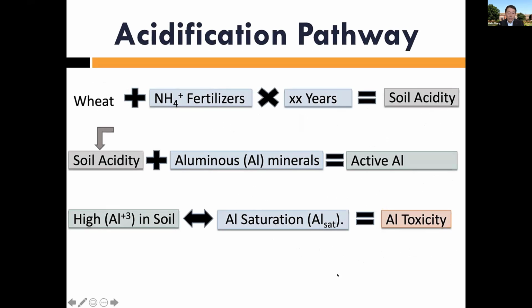When you grow wheat, you always apply fertilizer, especially fertilizer that contains ammonium, like urea. When it hydrolyzes, it releases ammonia. Over time, some of this ammonia will be nitrified into nitrate. During the process, protons, or hydrogen, are produced, which is soil acidity. So over time, the acidity is increasing. The pH will drop below 5.5.